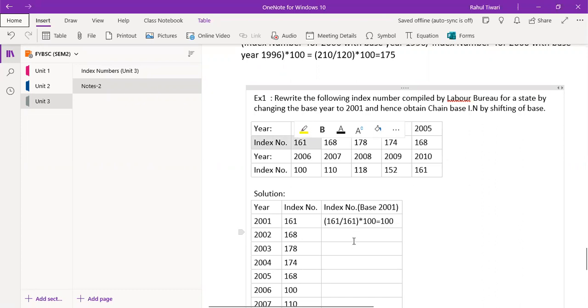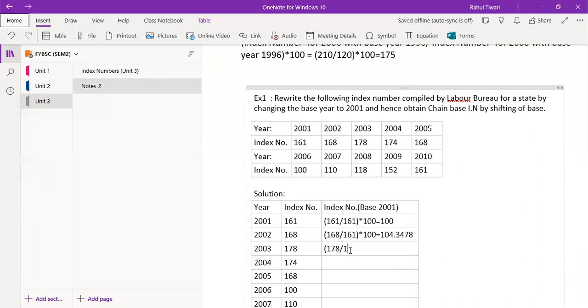So now in this situation, you know the base is given, 161. So 168 divided by 161 multiplied by 100, which will give the answer. Get it? Correct. So similarly 178 divided by 161 multiplied by again 100, which will give the answer, which is nothing but 110, and so on.